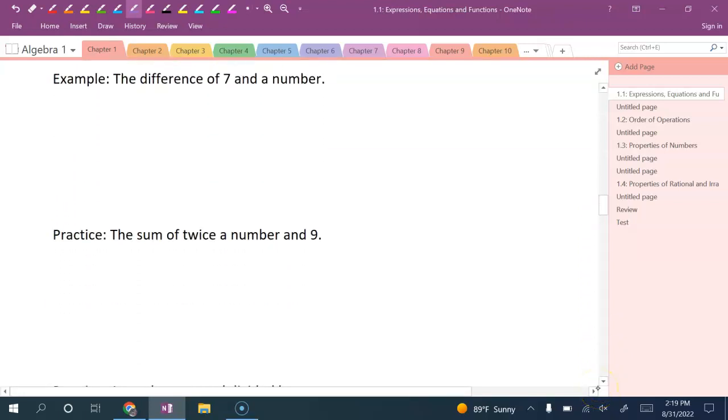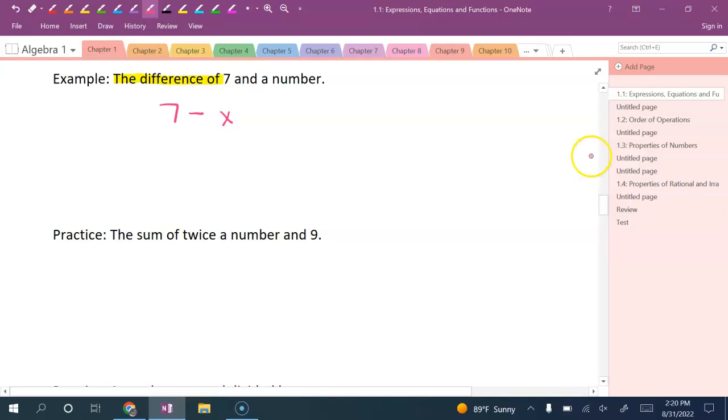This example that comes up next, though, is a little different because it says the difference of. Now, the difference of is a key phrase from that chart, which also means subtraction. But this time, because it's following that word of, you're just going to write out the sentence exactly how you see it. So the difference of 7, so 7 comes first, and then your minus sign, and a number, which we don't know what that is, so you could use X or N or B if you wanted to for that number that we don't know.